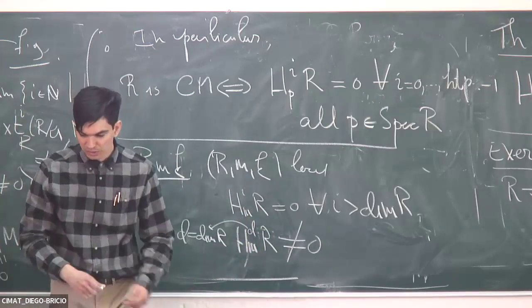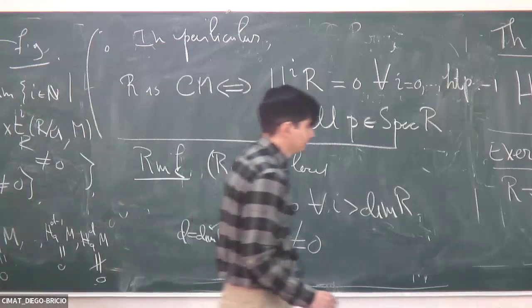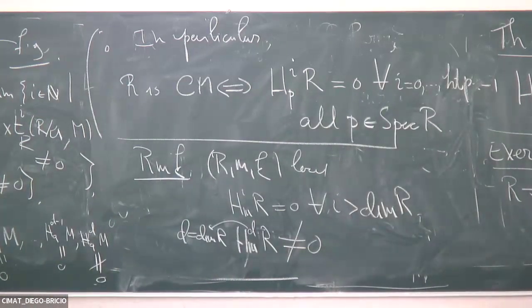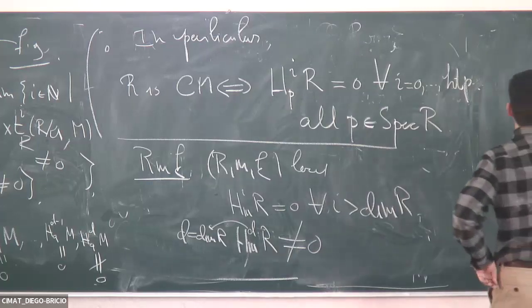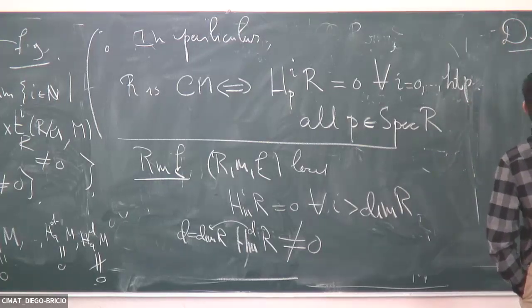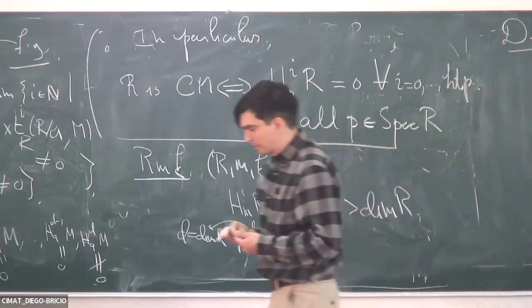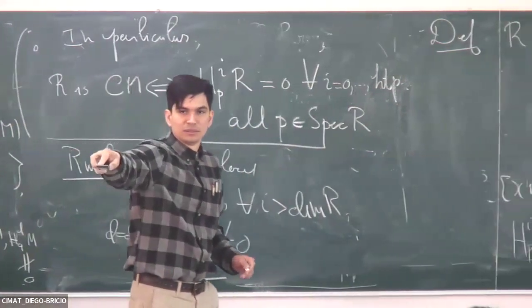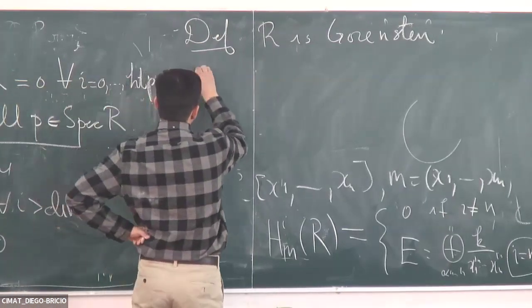And we'll see why: local duality. And now we are ready to define a Gorenstein ring. Well, it's this. I won't erase it. Definition. I'm so happy that we got to define this, and just today, it's great. R is Gorenstein. Remember, everything is Noetherian. R is Gorenstein if two things hold.